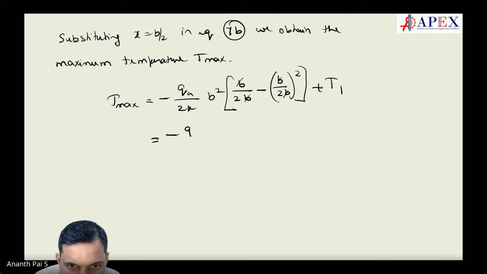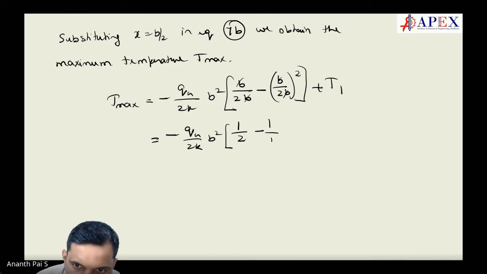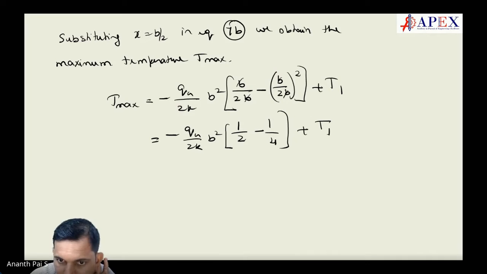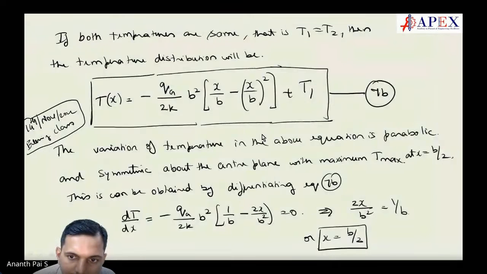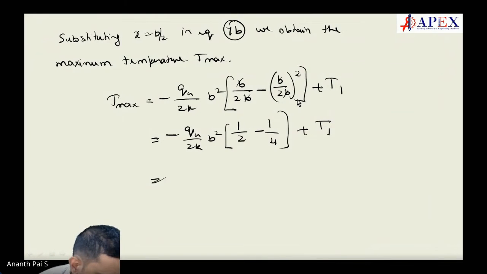So it is minus qg by 2k b square into here 1 by 2 minus 1 by 4, correct? What is 1 by 2 minus 1 by 4? 1 by 4. So 1 by 4, and then which is higher? The higher is 1 by 2. 1 by 4 is lesser, right? So we get, sorry, there's a mistake there. 2x by b square. I'm sorry. Here we have to write, no issues. X by b square, right? So here b by b square, that is 8, correct? Okay.